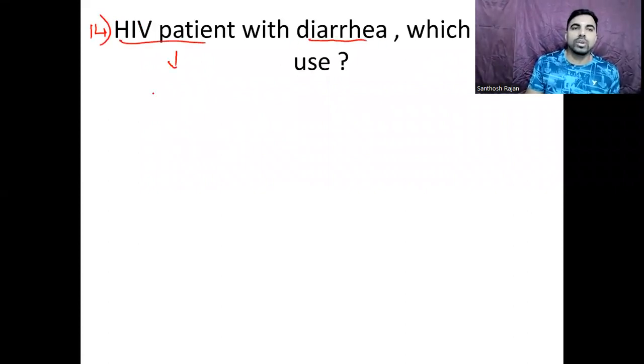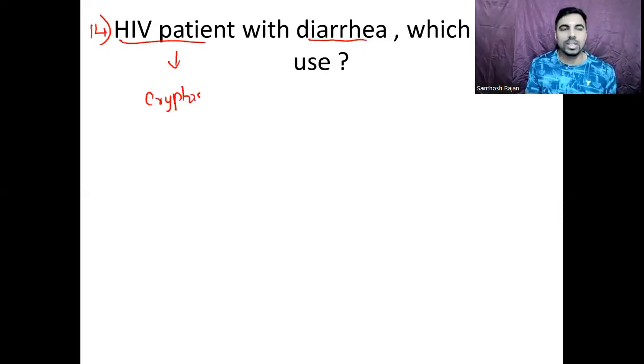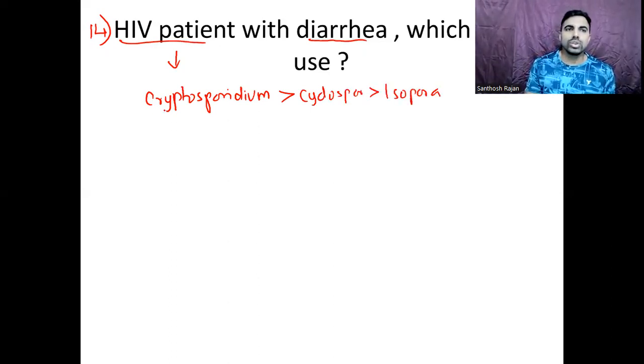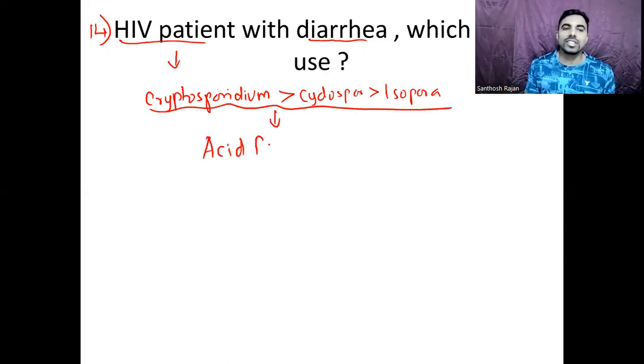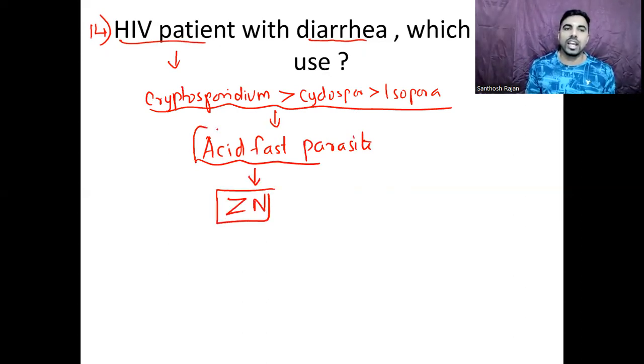HIV patient with diarrhea, most common cause is what? Cryptosporidium. We discussed it many times, repeatedly. Followed by other friends, Cyclospora or Isospora, Cystoisospora. These three organisms are otherwise called acid fast parasites. Acid fast parasite means the stain should be ZN staining or acid fast staining. I don't know exactly which one was given. This is the right answer: Ziehl-Neelsen or acid fast. And if they ask percentage, it should be 1%.